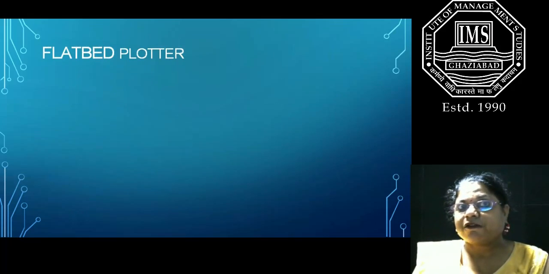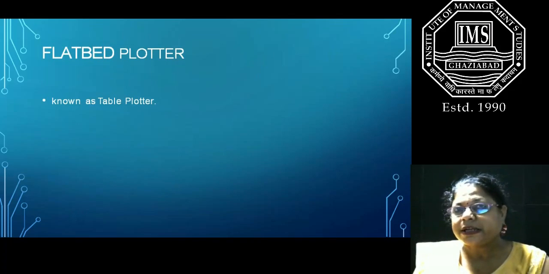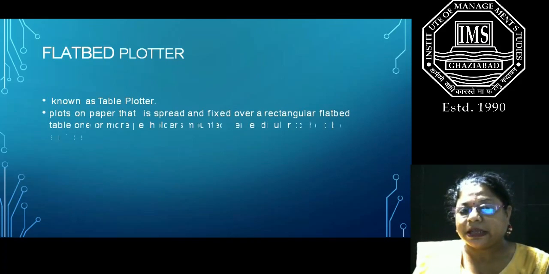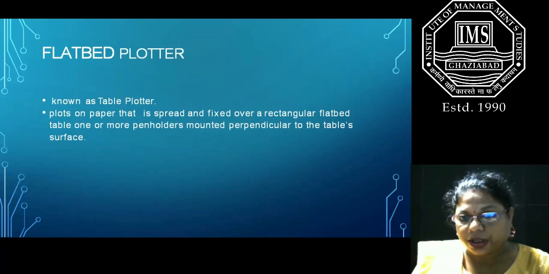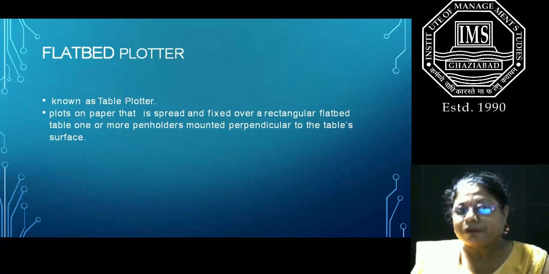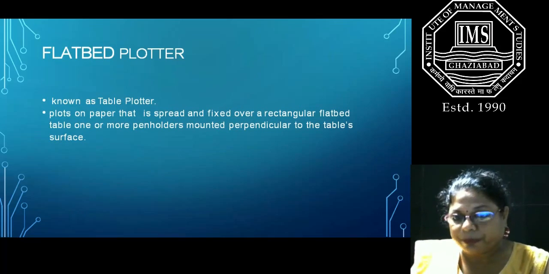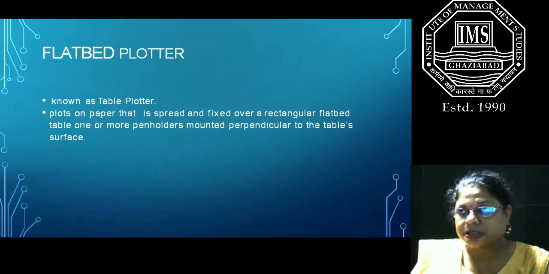Now, second is the flatbed plotter. As the name suggests, flatbed means it will be on the table, or it can be known as the table plotter, which holds the paper onto the table. That is a rectangular flatbed table, and it consists of one or more pen holders mounted perpendicular to the table's surface.